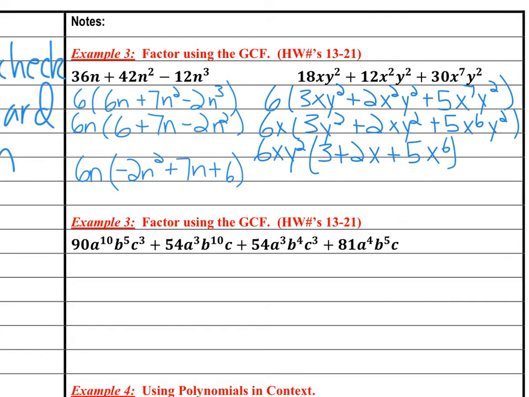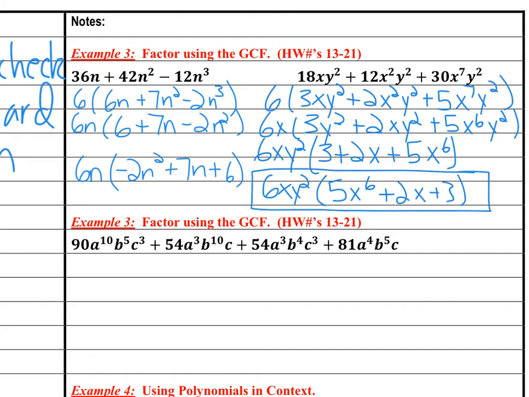Last thing is I need to make sure this is in standard form, so my monomial that I pulled out, the factor, stays in front, then I reorder the polynomial inside. So 5x to the 6 plus 2x plus 3 would be my final answer for this one, fully factored.